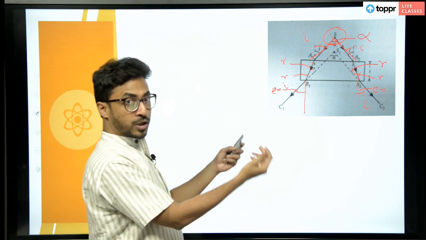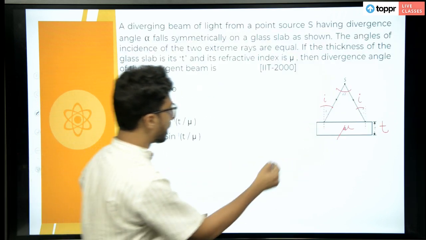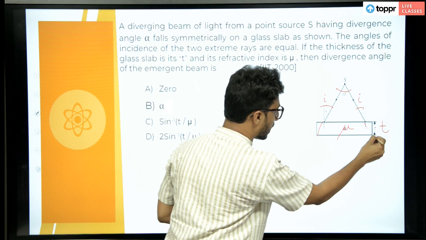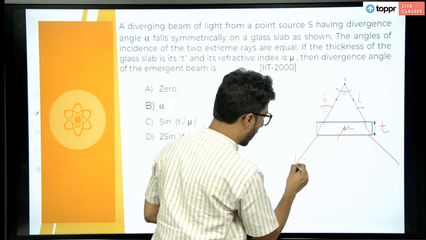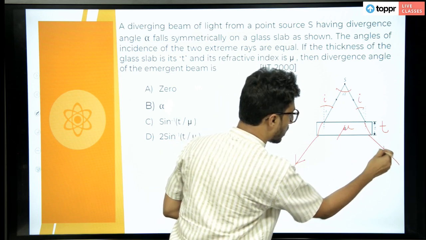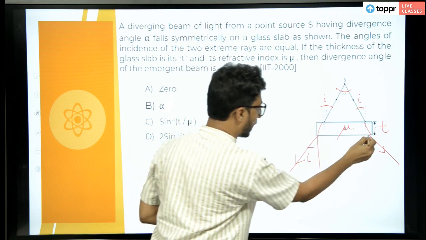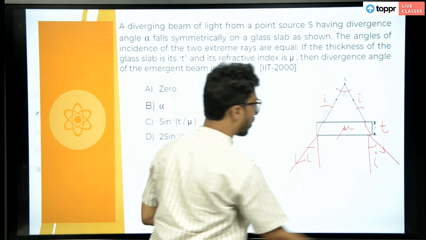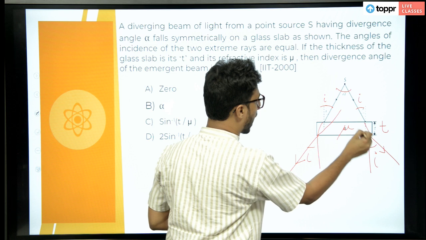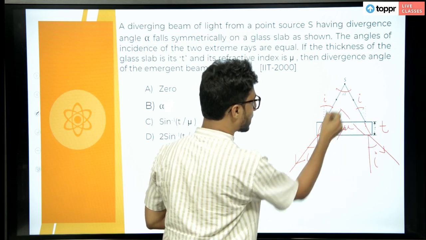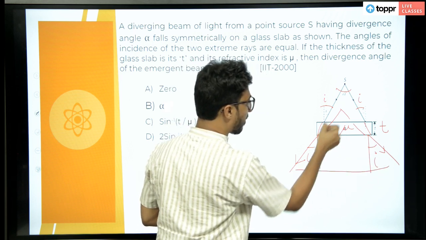So what we can see, if we go to the previous slide and draw similarly, finally when the rays are emerging out, they are coming out at an angle of I. So if these are I, and you produce it backwards, these rays will be parallel to these rays, right? So they will behave as similar triangles.